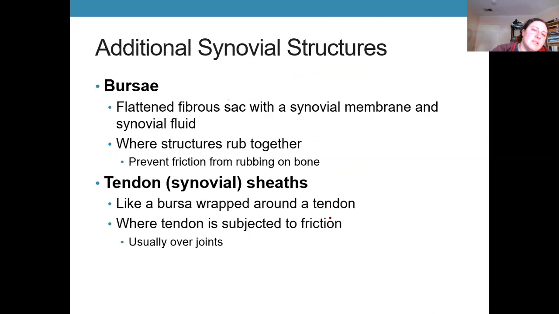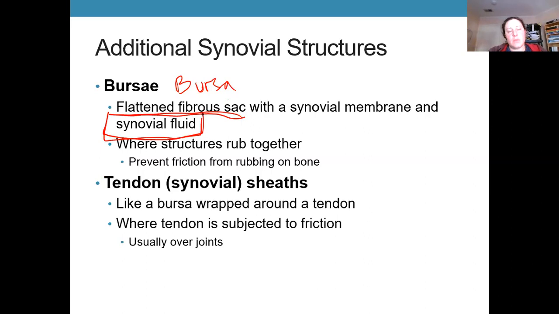So a bursa is the singular, or bursae is the plural, is literally just like a little water balloon. So it's a flattened fibrous sac. So this is an outside covering of fibrous connective tissue, just like a joint capsule. And inside there's synovial fluid, the same type of lubricating fluid we find in the joints. And we'll see it located where structures might be rubbing together across the joint.